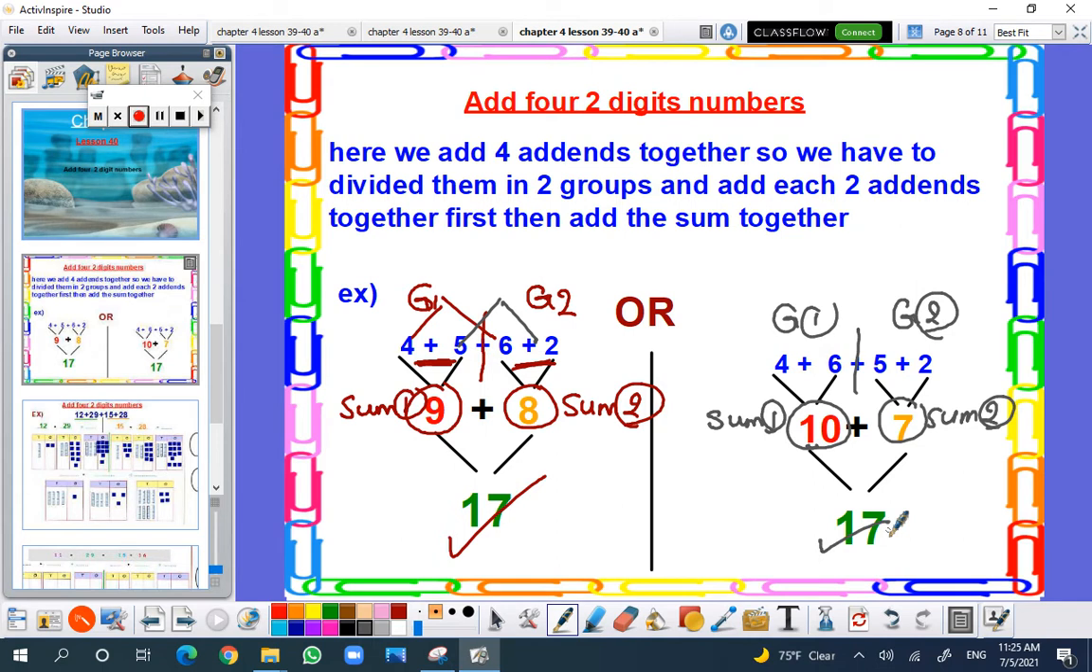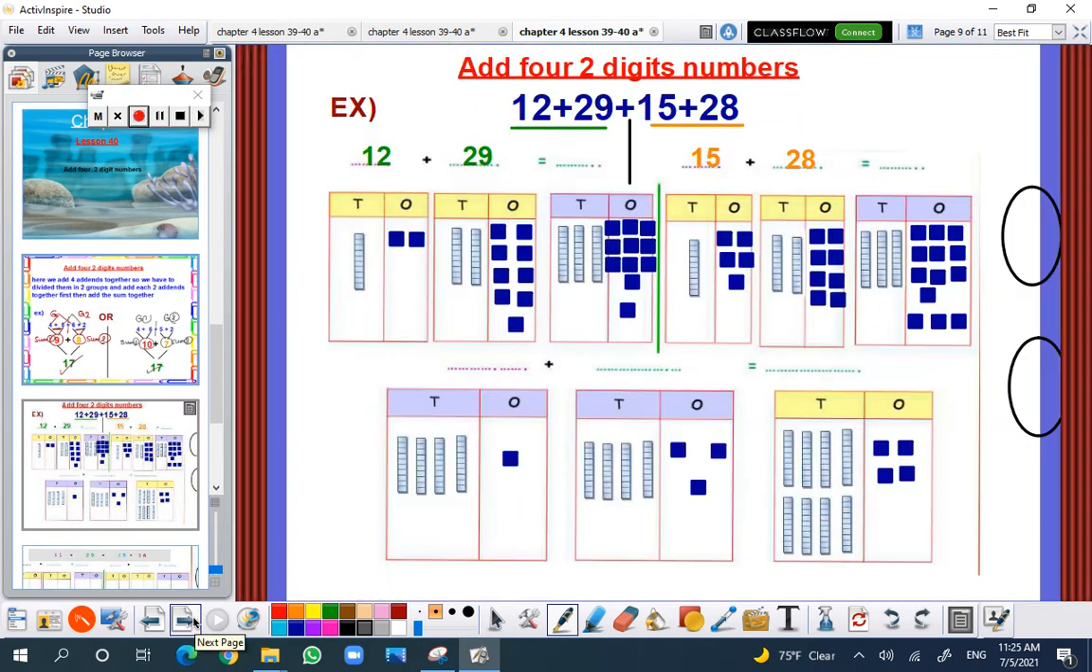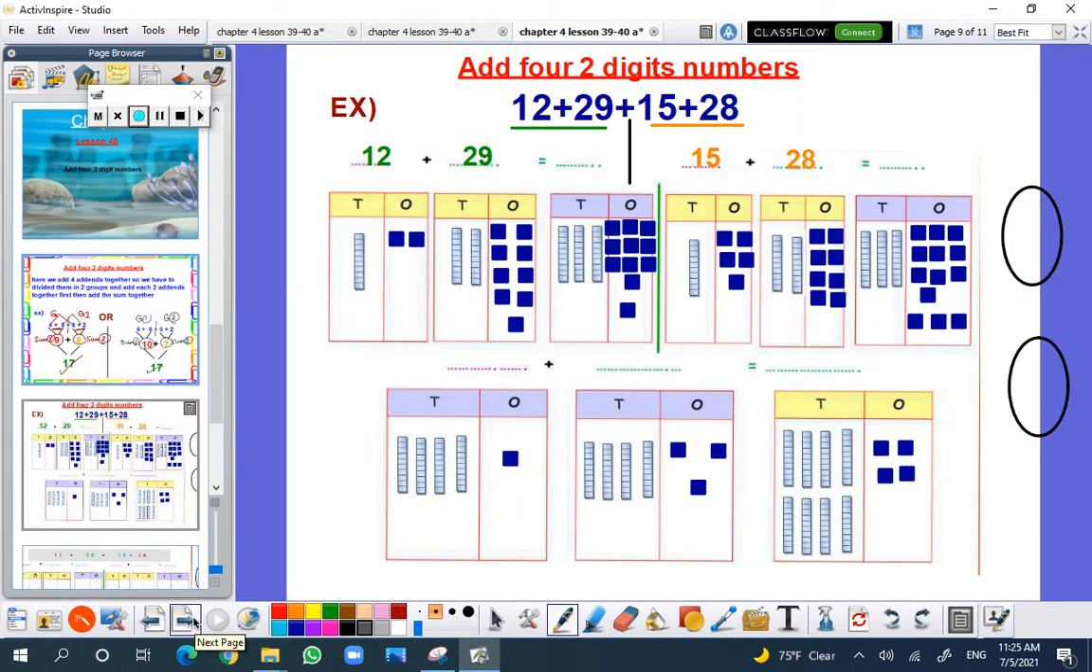But to be easier, let's take the first two addends together in group number 1 and the last two addends together in group number 2. To be more clear, let's go to the next example. 12 plus 29 plus 15 plus 28. What is the first step, guys? I will divide them into groups. So I will take 12 plus 29 in group number 1, and 15 plus 28 in group number 2.